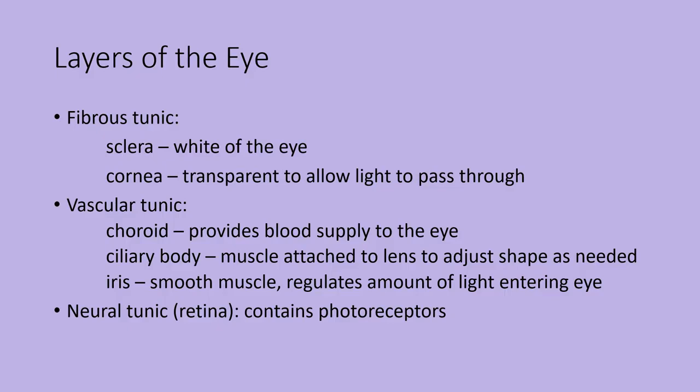The iris is a smooth muscle. It's going to regulate the amount of light entering the eye. How? Because it's a circular muscle. In the middle of it is an opening. That's the pupil. That's the black of your eye. That's where the light is entering. So the iris, that smooth muscle, it is colored. The color of it is determined genetically.